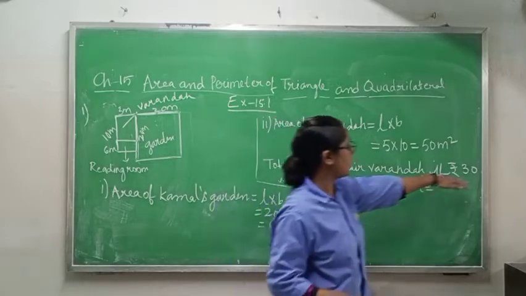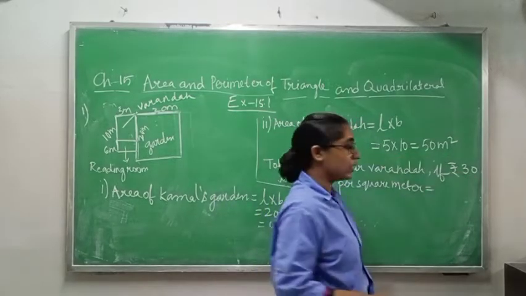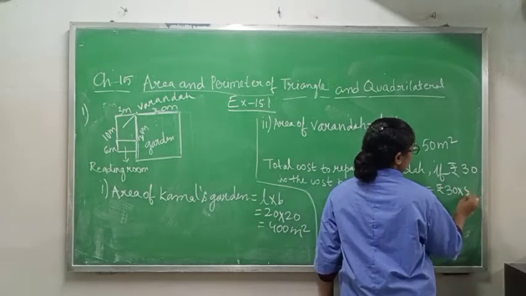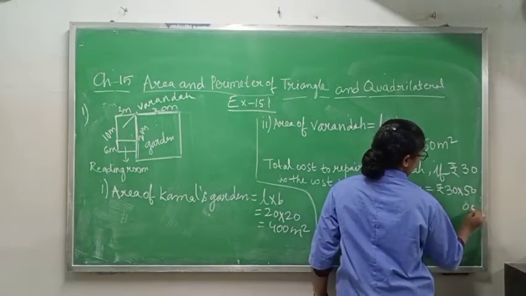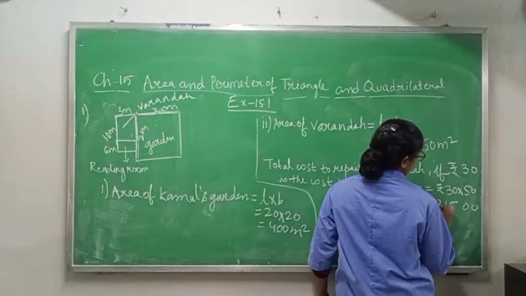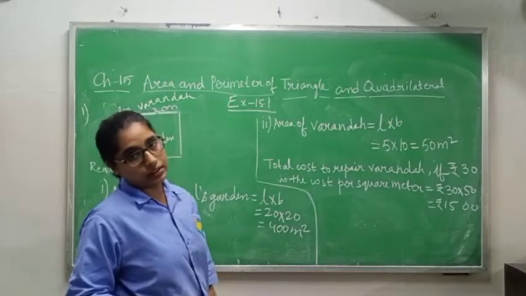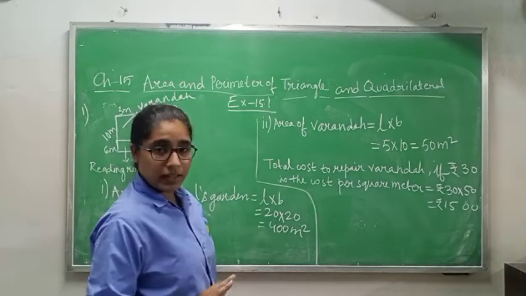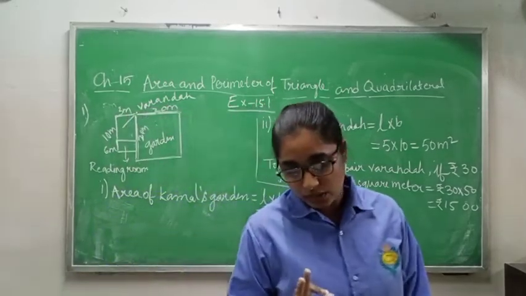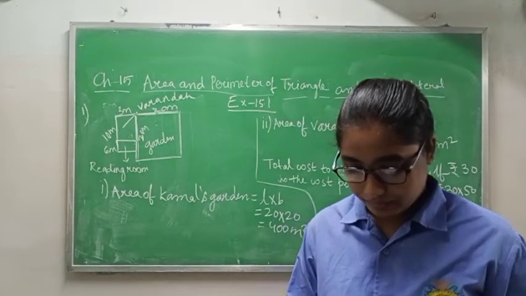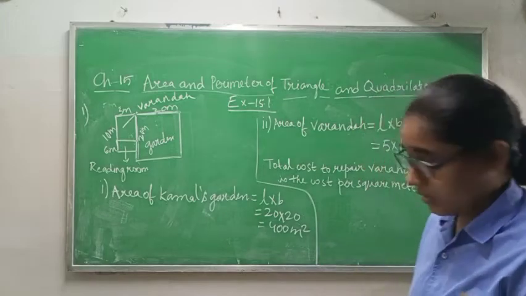Cost per square meter is 30 and total area is 50. So what you will do? You will multiply 30 into 50. How much will you get? 2 zeros, 5 3s are 15. So total cost is rupees 1500. Okay. Second part done. First copy up to here. Pause your video and copy up to here. After that, come to the third part.